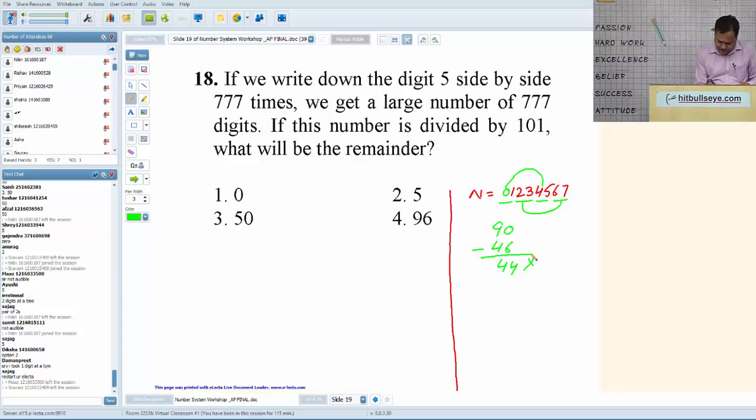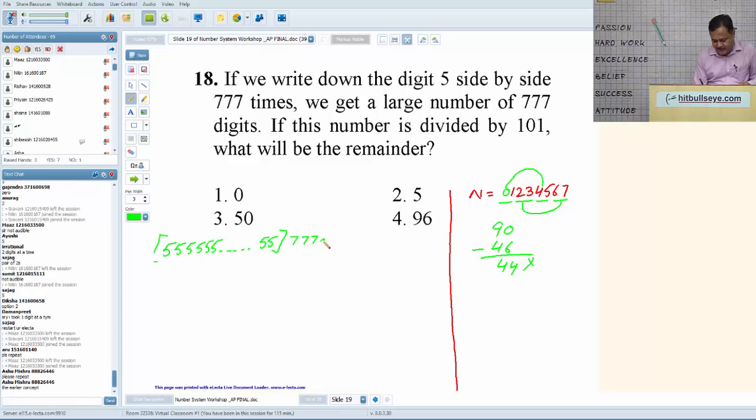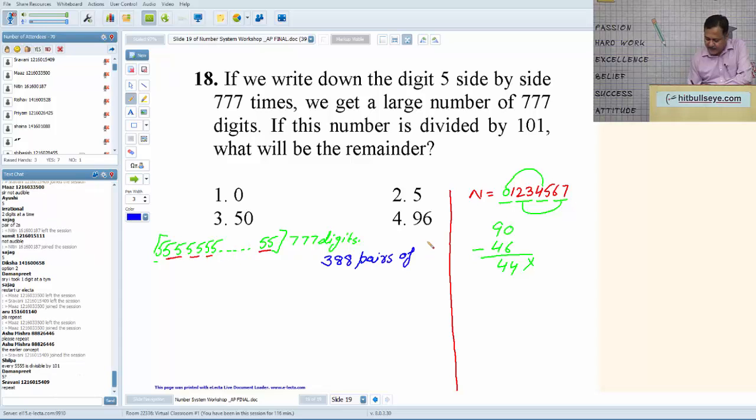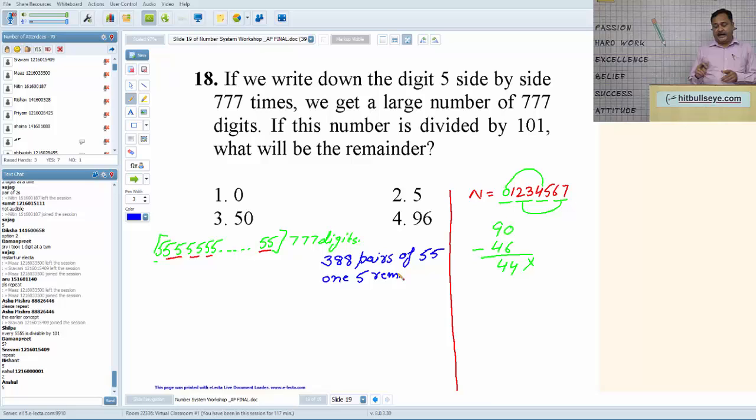Now in our question, this is 777 digits. If we make pairs of 2 from the unit digit, we will see that there are 388 pairs of 55 and a 5 remaining. So there are 388 pairs of 55. In that case, there are 194 pairs of 55 at odd positions, and there are 194 pairs at even positions.